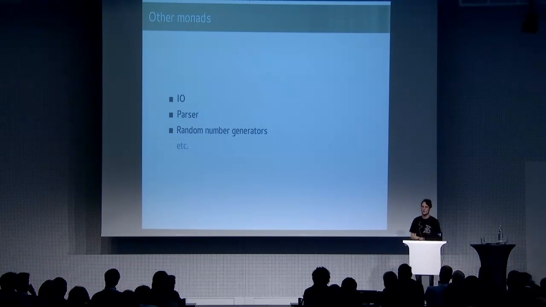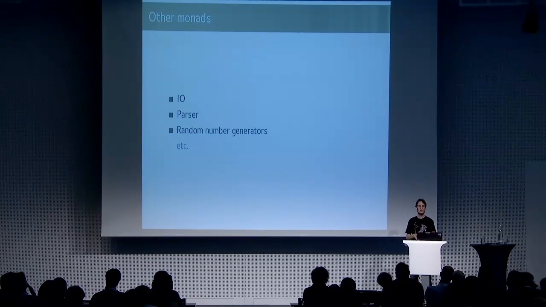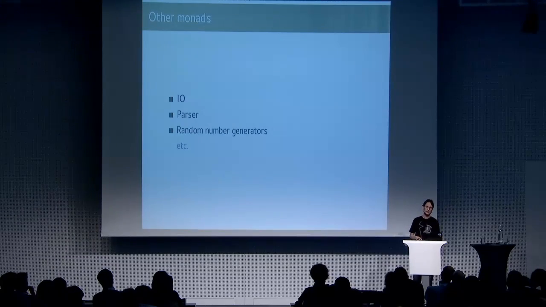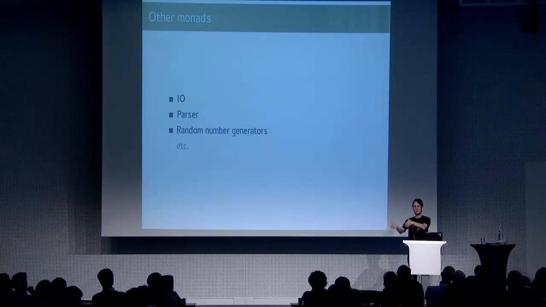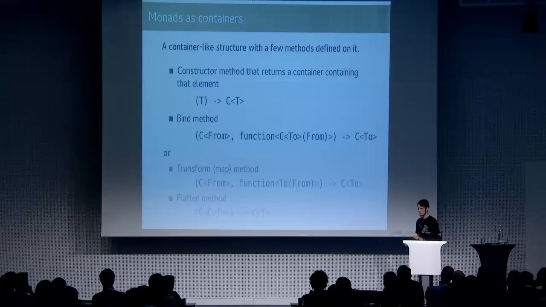What are the other monads? For example, I/O. We already mentioned that in Haskell, it's a necessity because read line needs to return different values. The same is for parsers. You have a parser and ask it for a token. It will return one token and the rest of the parser. So also random number generators and others.